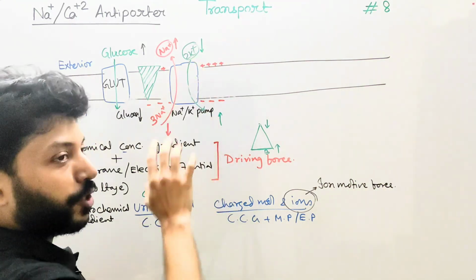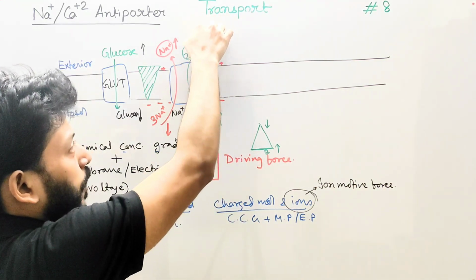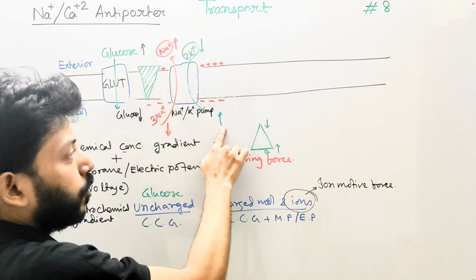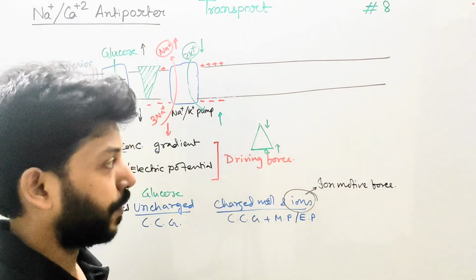The same is true for potassium ions also. In the case of potassium ions, they are moving from lower to higher concentration. That's why it is active transport, an ATP-driven pump.